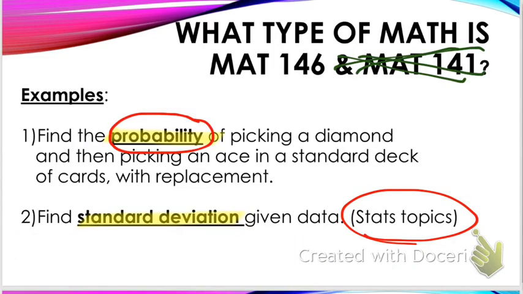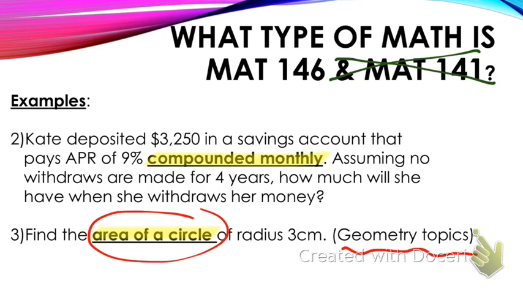So let's talk about what type of math is in Math 146. So here's a few examples. You're going to learn how to find probabilities. So let's say you have a standard deck of cards and you want to know what's the probability of picking a diamond and then picking an ace from that standard deck of cards. You're going to learn about statistic topics like standard deviation. You're going to learn about finance type of math like compound interest. You're going to learn geometry topics like finding area of a circle. So again, those are just 4 examples of types of problems you will learn to solve in Math 146.